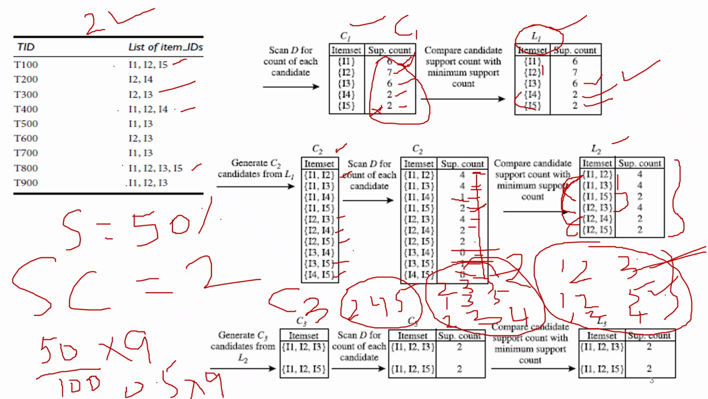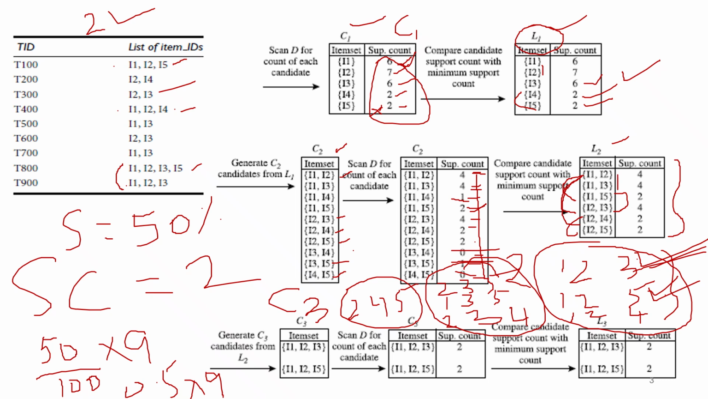Now again, for all these combinations, I will scan the database and find out whether the support count is high or equal to the minimum support count. Let me check for I1, I2, I3. I have two. So this is satisfying my minimum support count. Now I1, I2, I5: I have it here, and then I have it here. Again, it is 2, which is satisfying my minimum support. So this also I'm taking into consideration.